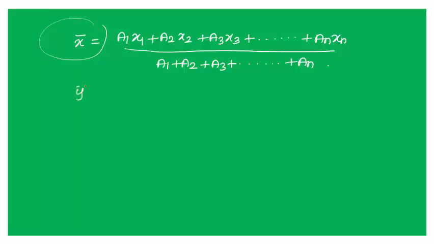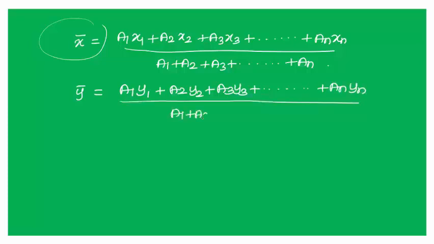Similarly, y bar can be calculated using the formula a1 y1 plus a2 y2 plus a3 y3 plus up to an yn divided by a1 plus a2 plus a3 plus up to an. So here y1, y2, y3 up to yn are the centroids of the individual subsections along the y-axis. So if we know the area and the centroid of the subsections along the y-axis, then we can locate the centroid of the entire section along the y-axis.